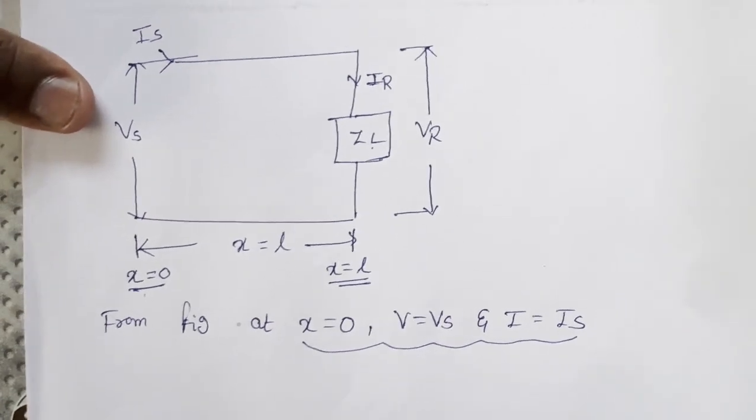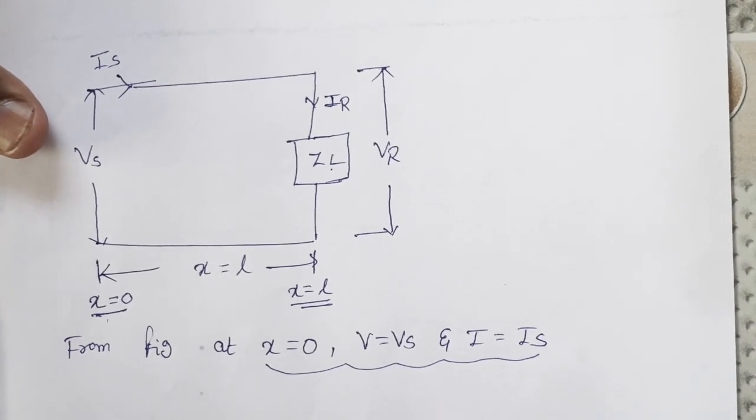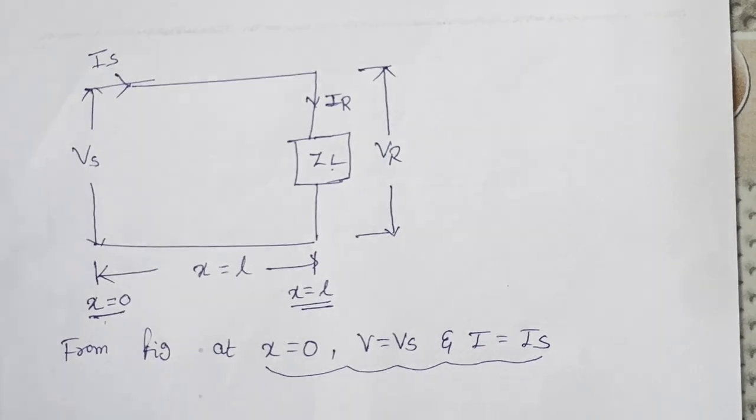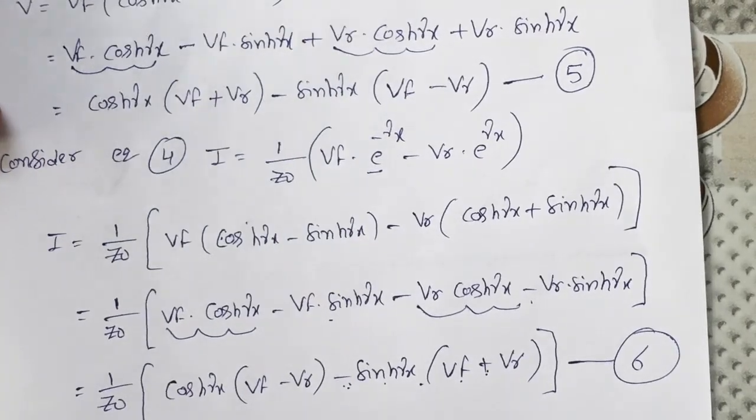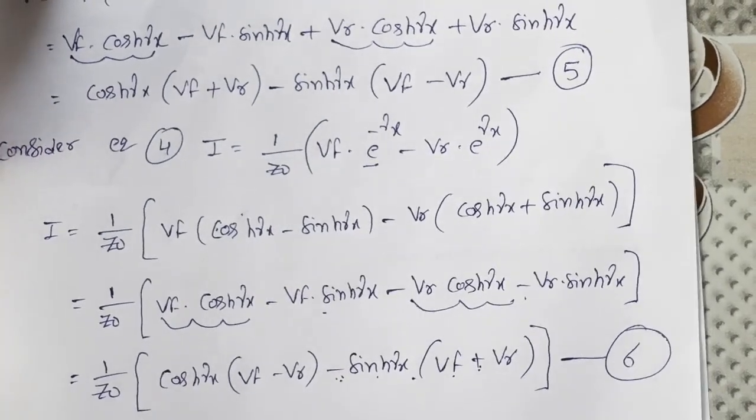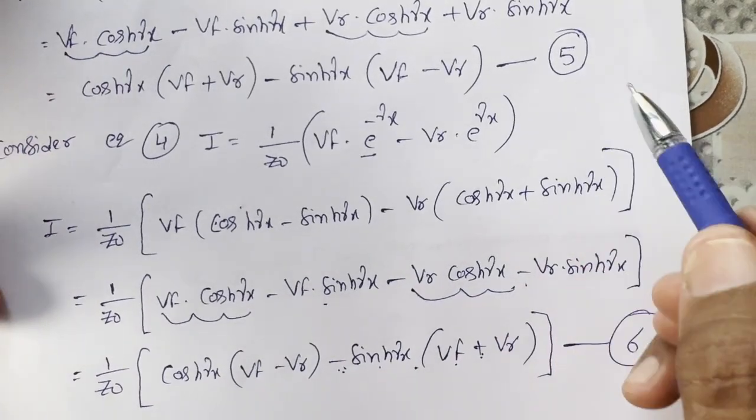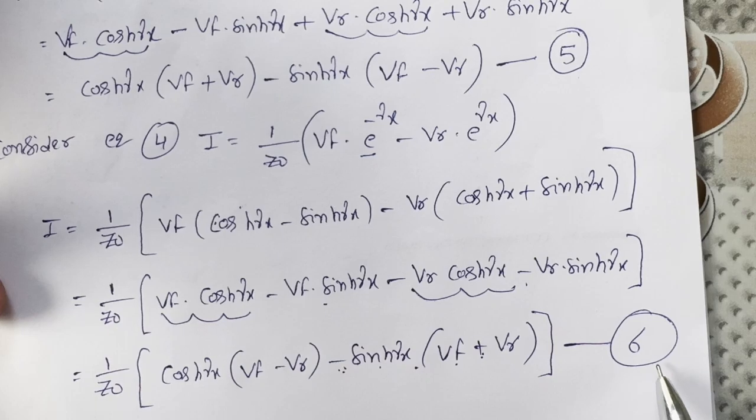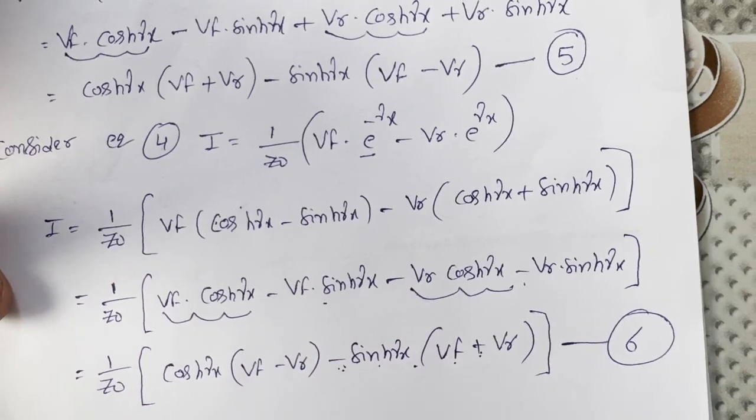We have already discussed equations 5 and 6 in our previous point. I will show them to you here. These are equations 5 and 6. In these equations, we have to substitute those conditions, then we obtain some values.